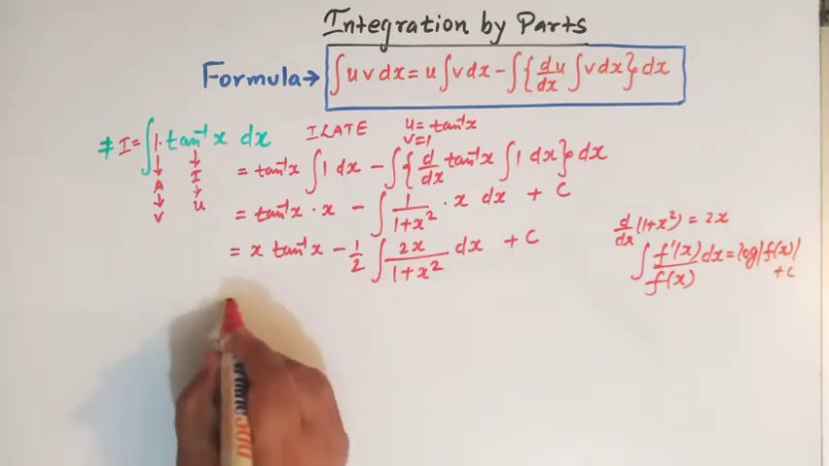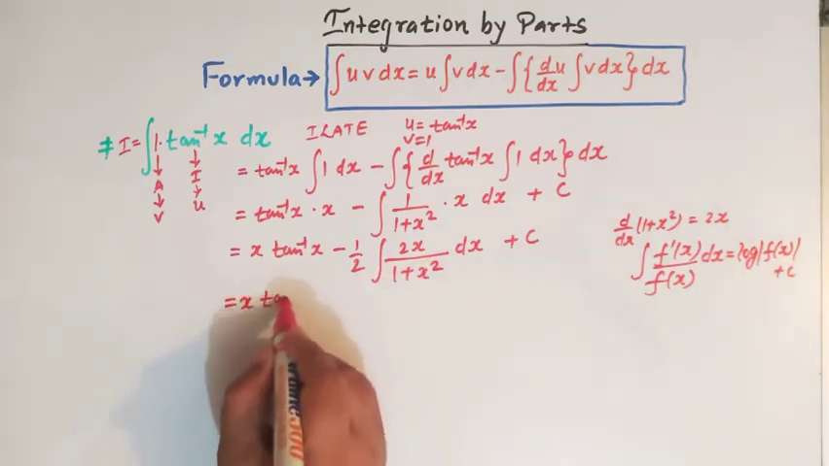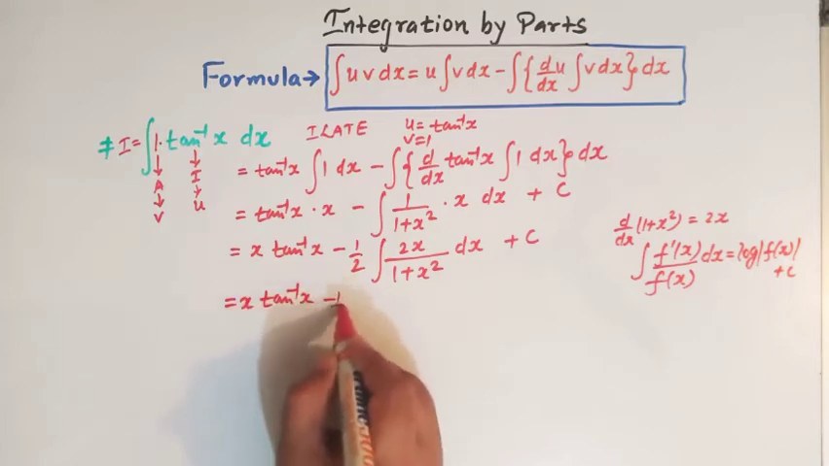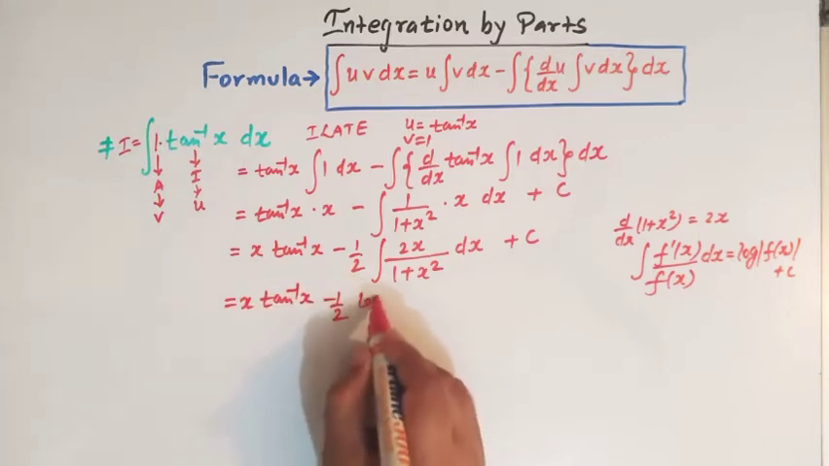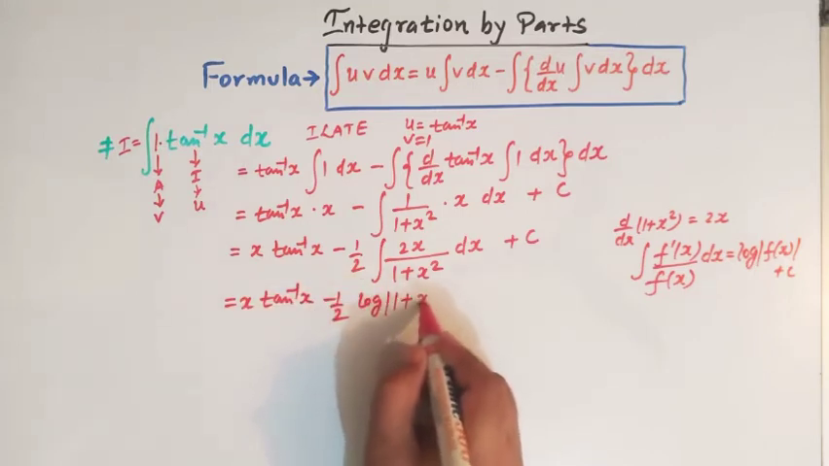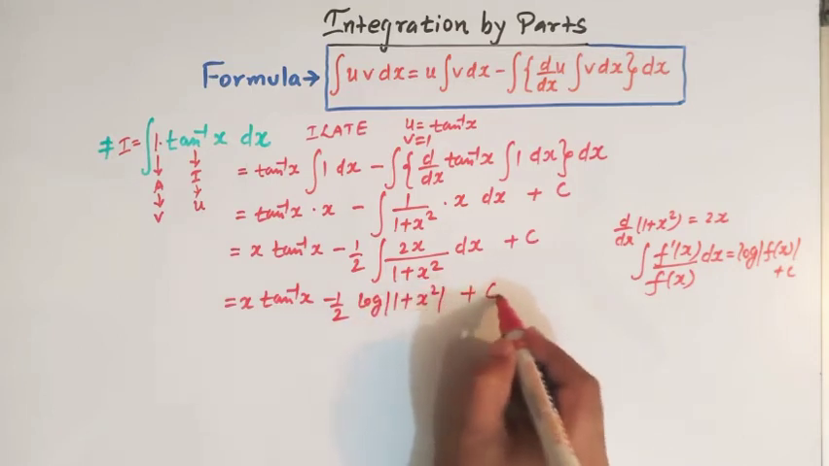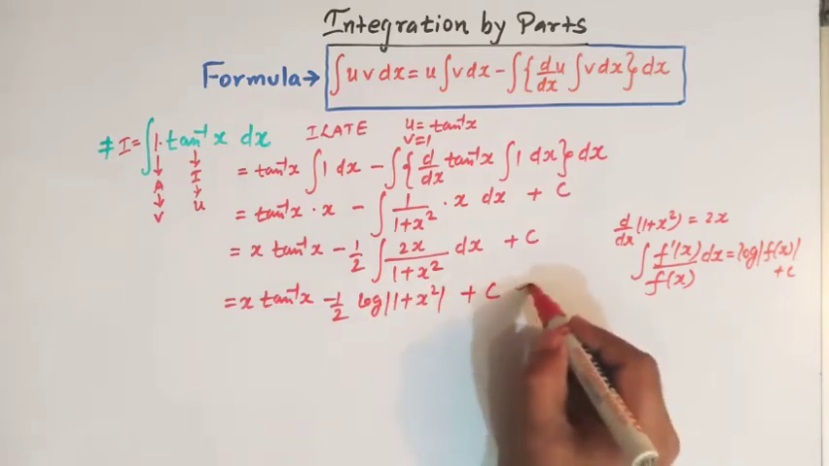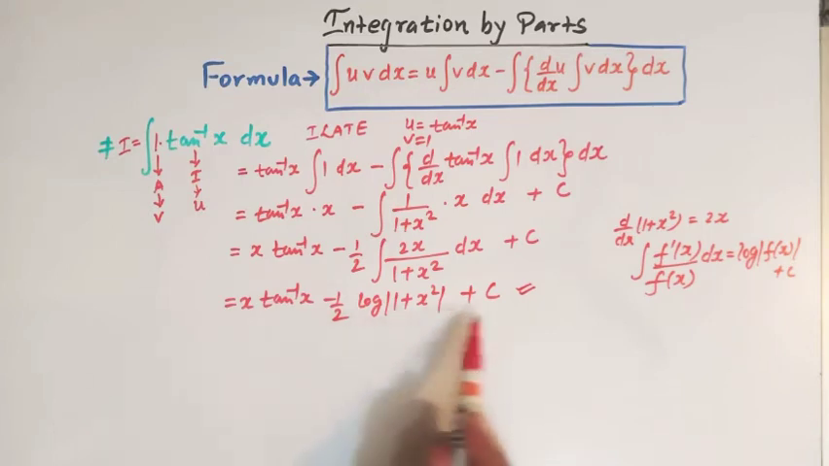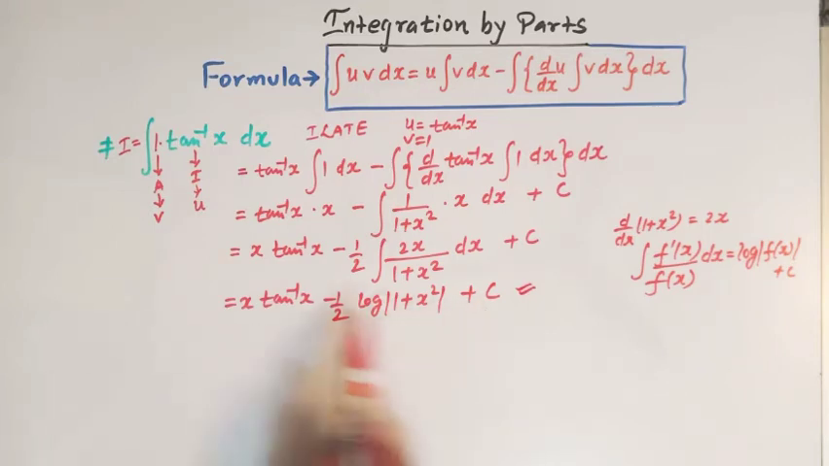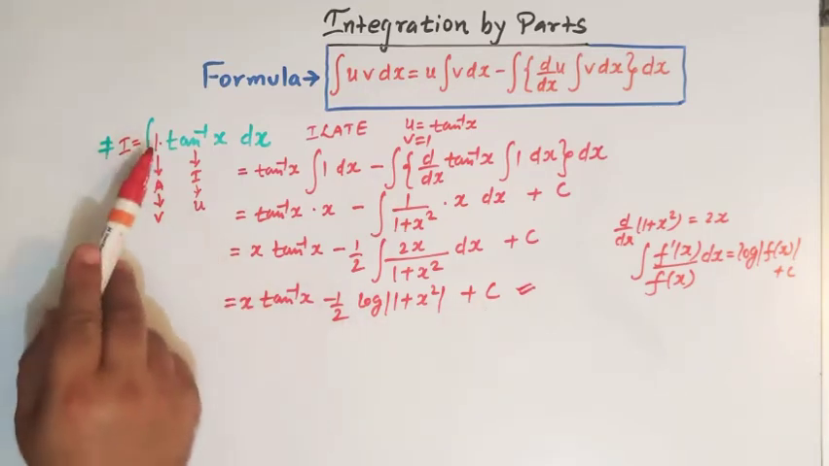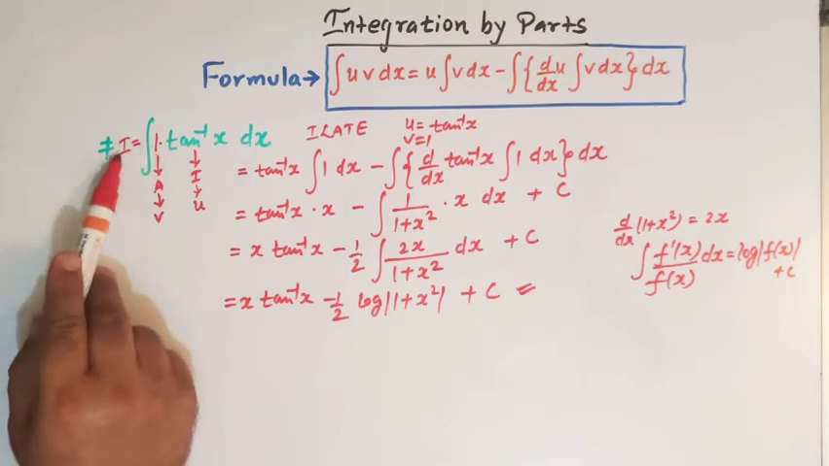So here we have x tan inverse x minus half log of 1 plus x square plus c. So this is the integral of this given integral, that is I.